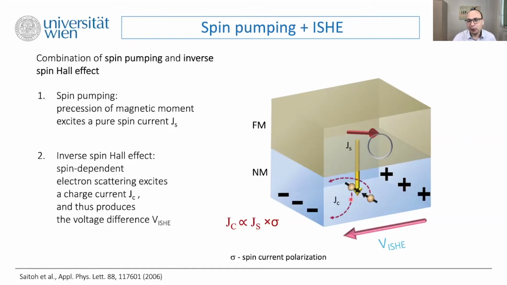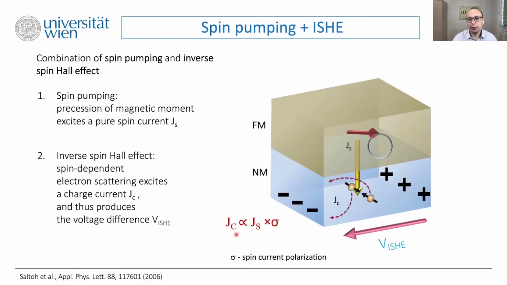Of course, in such a case, you just excite magnetization precession, you will get spin pumping, spin polarized current, and at the end of the day, you will get inverse spin Hall voltage, which you can detect at these two contact pads.